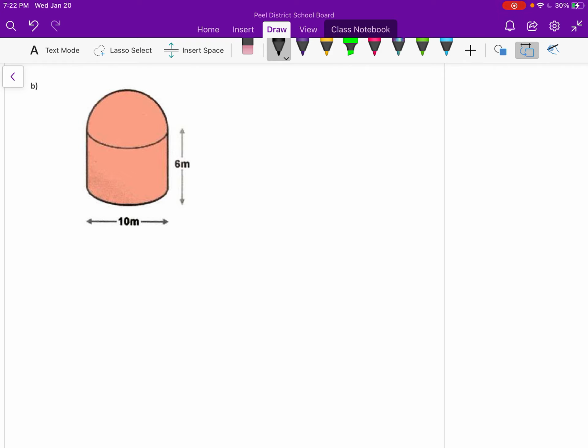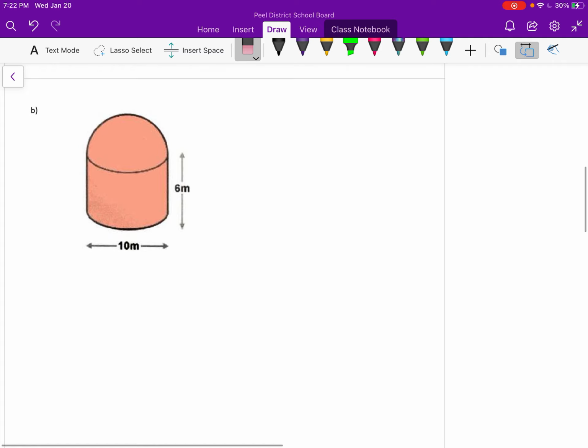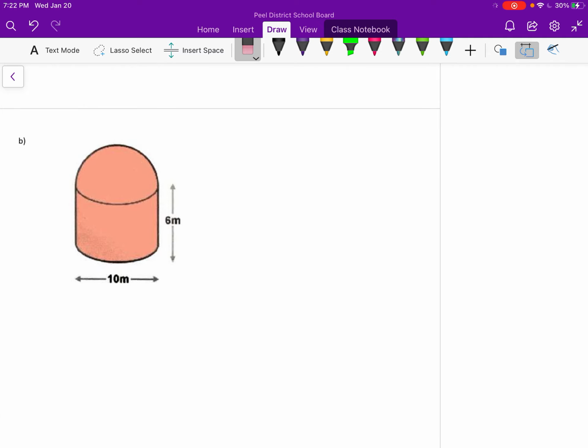So we have this shape. This is a pretty bad representation, but it looks like half of a sphere on top of a cylinder, right? So it's asking us to find the volume and the surface area. I always like to start off with volume personally, because I find it easier. So volume is equal to the volume of the cylinder, plus half the volume of the sphere, because you only have half the sphere.